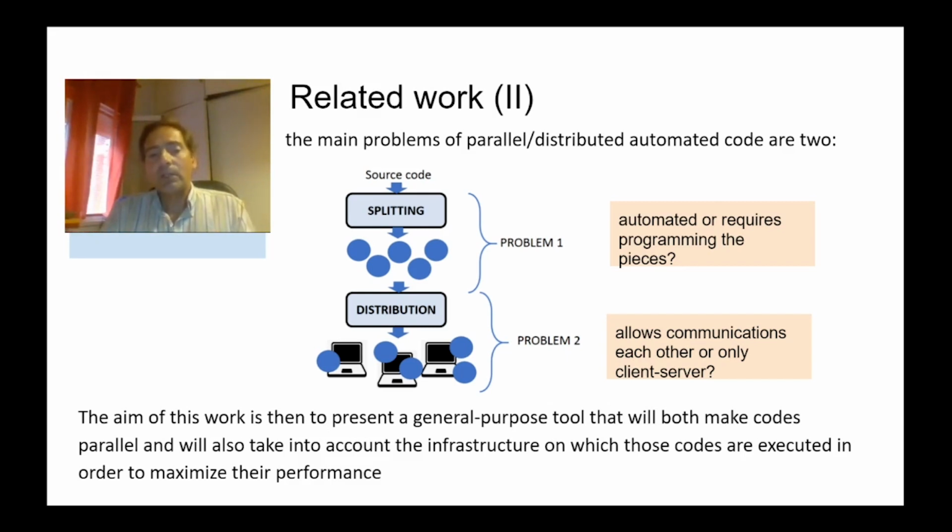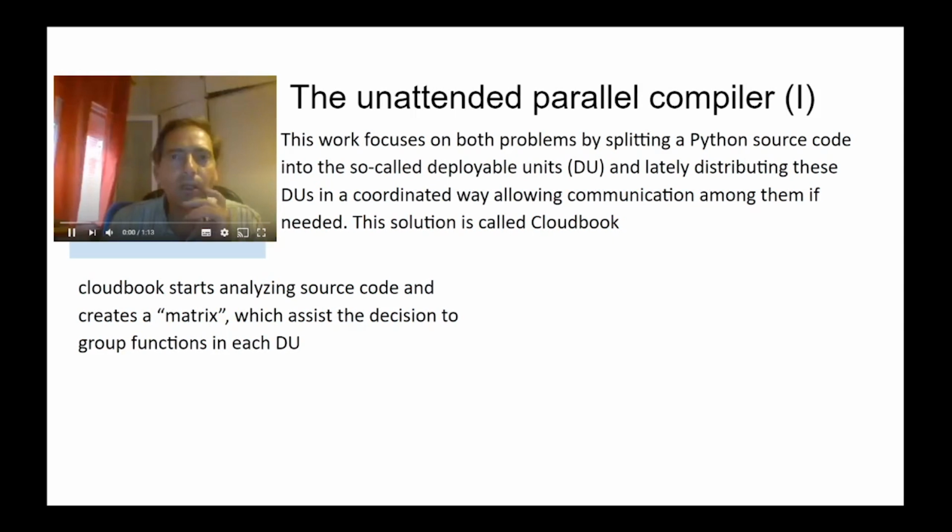So the aim of this work is to create a tool, whose name is Cloudbook, that faces both problems, split and distribute the code, in the set of machines in order to maximize the performance when executing, allowing the communications of all machines with each other. In the previous slide, we talked about how machines communicate with each other. All machines can communicate with each other, so they are not restricted to the client-server paradigm. So this is an unattended parallel compiler.